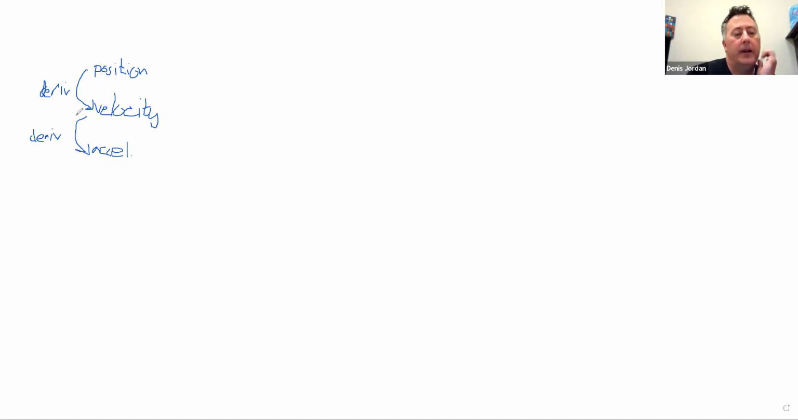Okay. So first we have position: x of t equals t squared plus sine t. So the derivative of that, which is v of t, equals 2t plus cosine t. Is that right? Velocity equals 2t plus cosine t? Yep, you got it.